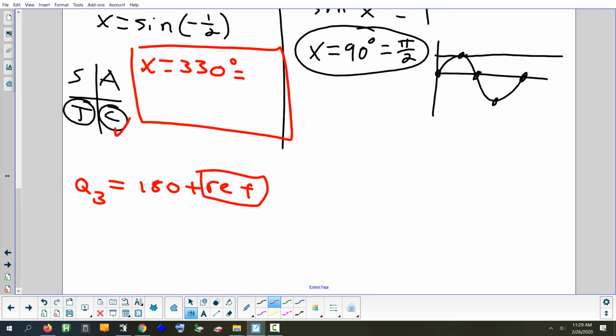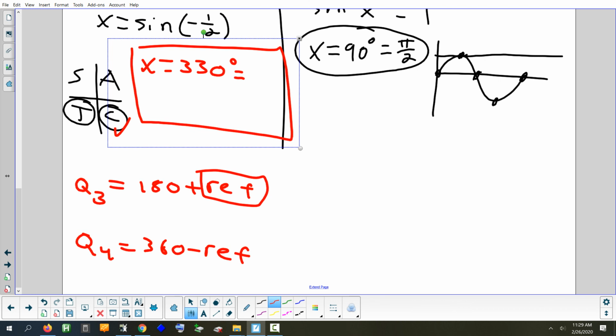Well, you've got an answer in quadrant 4. Quadrant 4 is 360 minus the reference angle. But you already know the answer in quadrant 4. It's 330. So, without really spending too much time on that, does anyone think they can tell me what the reference angle is? 30. Yeah. The reference angle is 30. Fill that in right there, and that's your answer in quadrant 3. Right, so x equals 210.